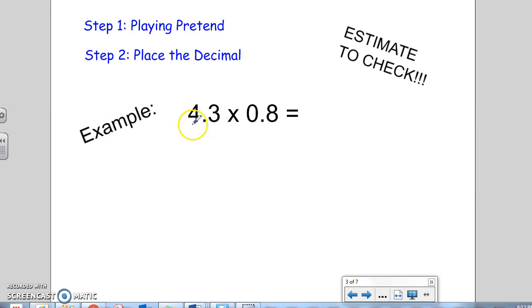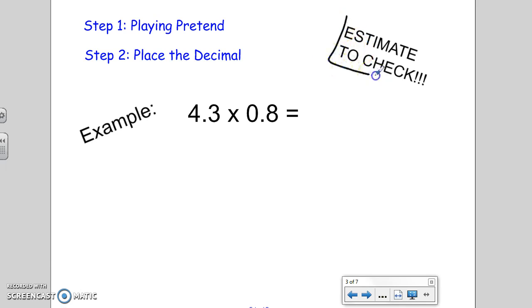So we are dealing with 4 3/10 times 0 and 8/10. What's really nice about estimating is it really lets you know if your answer makes any sense. So I think we'll do that at the end to check rather than in the beginning. So the first step is to play pretend. I'm simply going to pretend that this problem says 43. I'm going to pull that decimal point out. And that really says 0.8 without the decimal point, which is just 8.